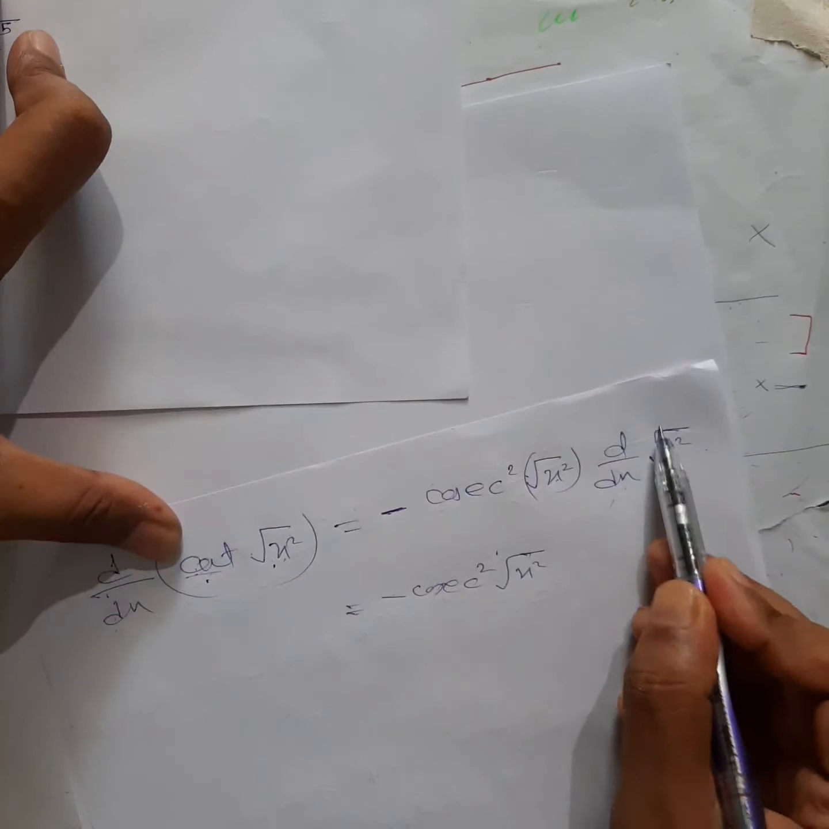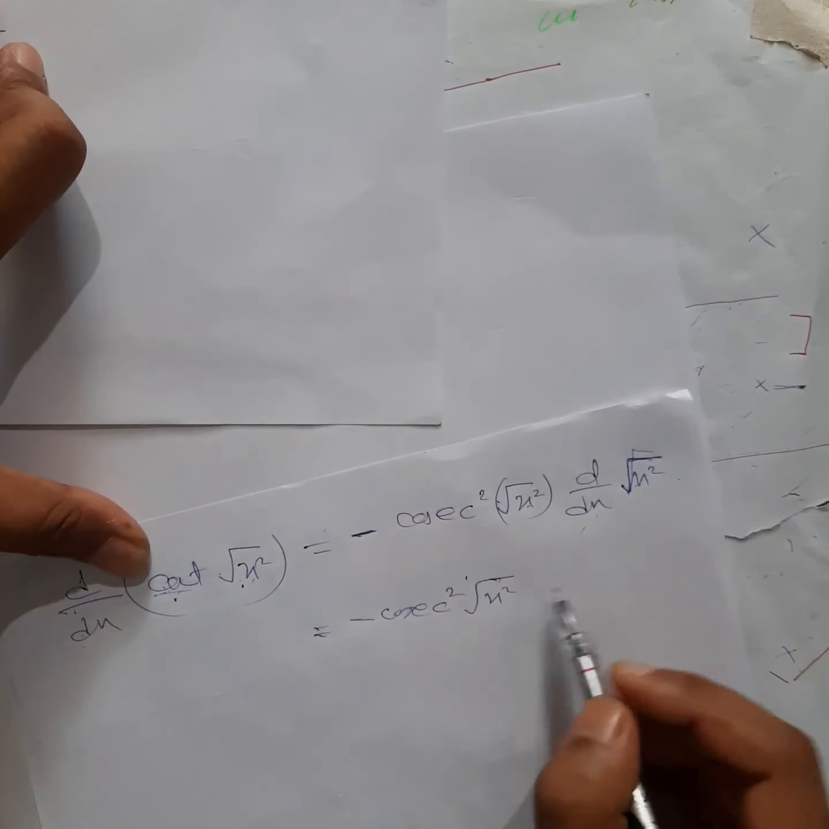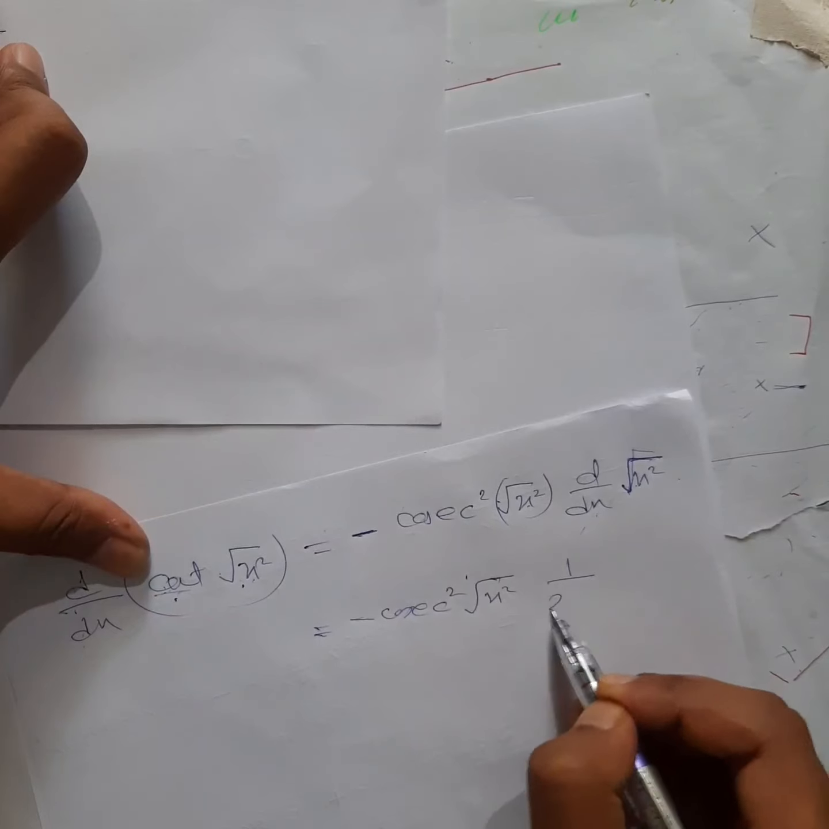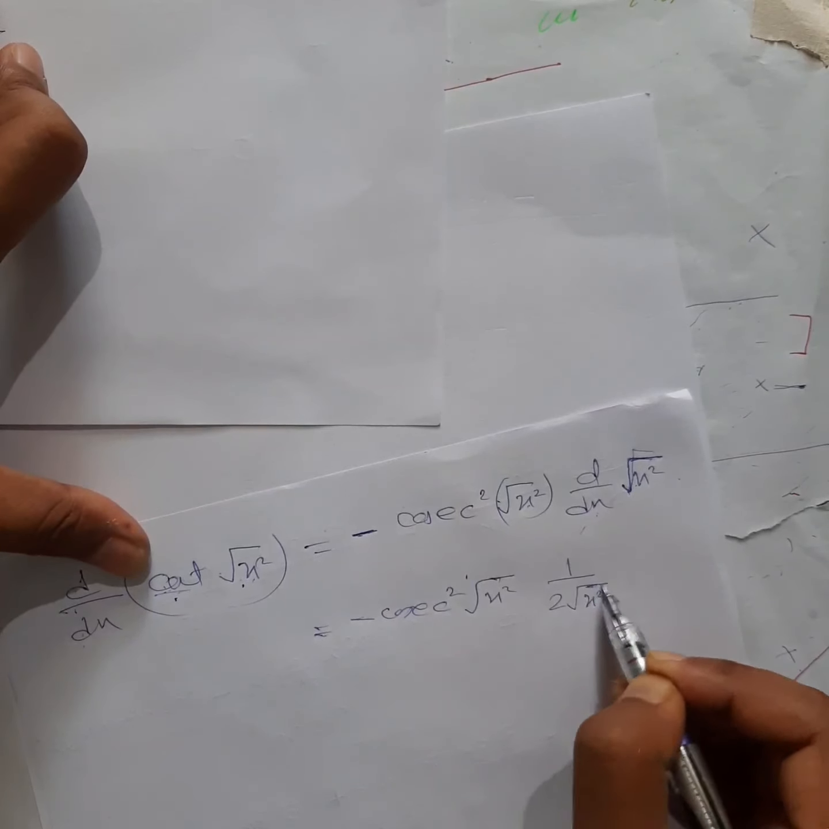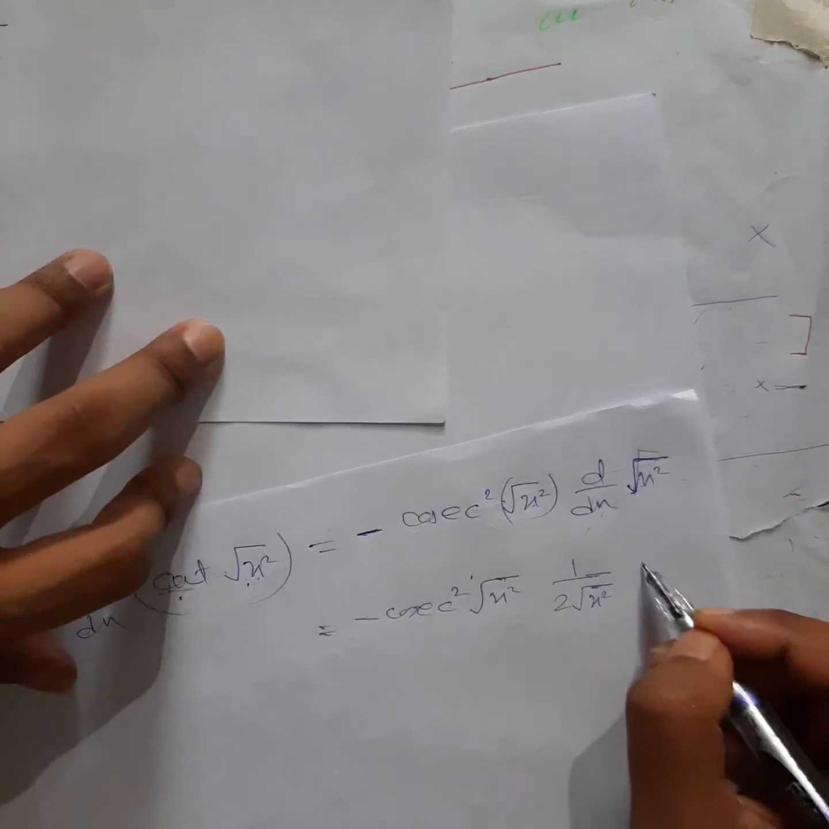Now this is of the form root x, but in place of x you can see again x square is there. So this will first give 1 by 2 root x. This was the derivative of root x, right? But in place of x you have x square, so you have to differentiate that also.